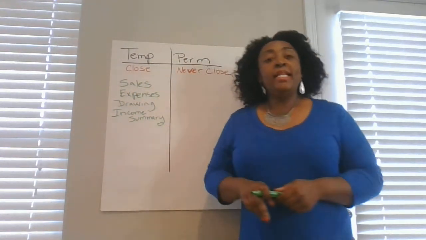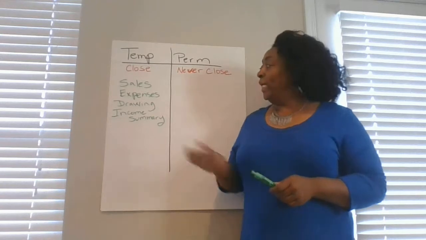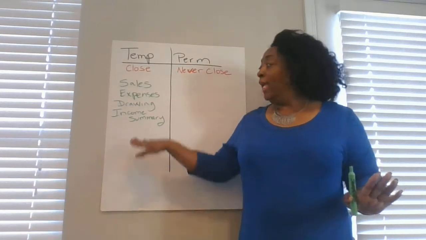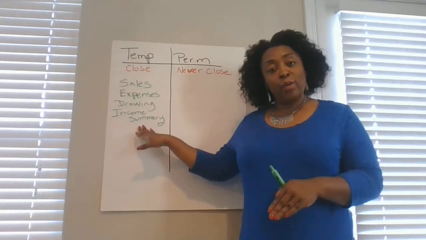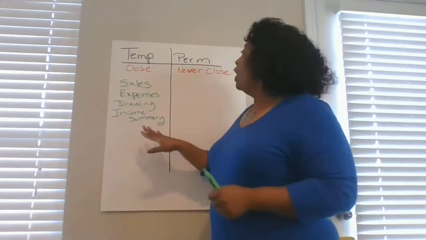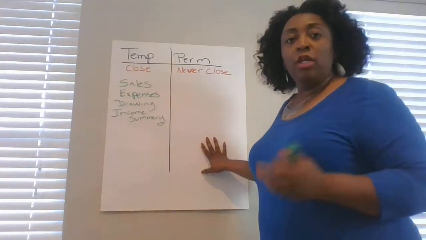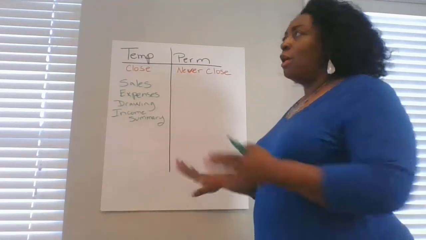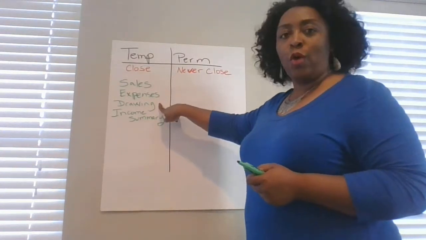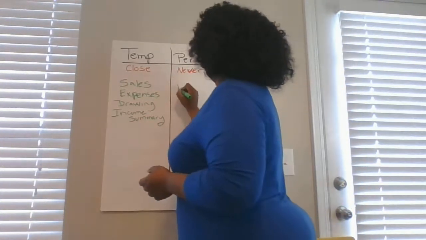Income summary, not to get confused with income statement. That is not the same thing. Income summary is an account. Income statement is a report. So then we have our permanent accounts. So you're like, what are the permanent accounts? All accounts that are not sales, expenses, drawing, and income summary.